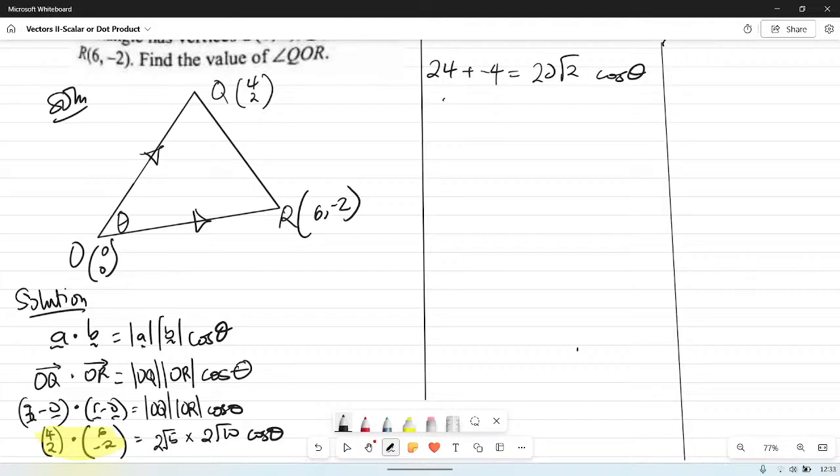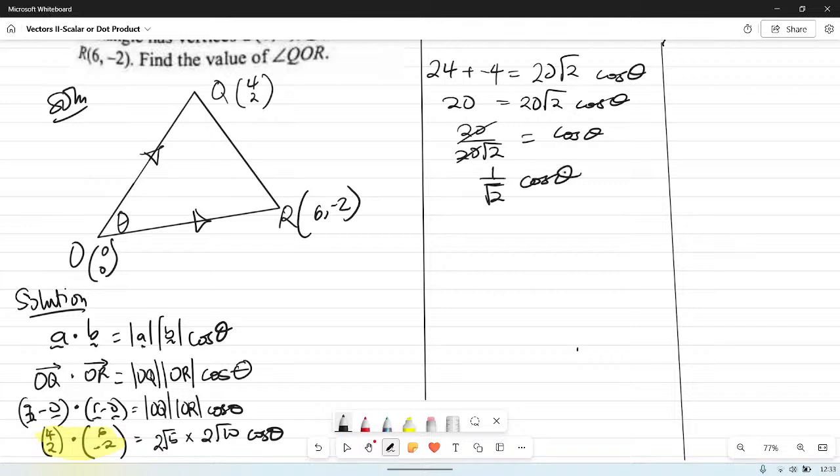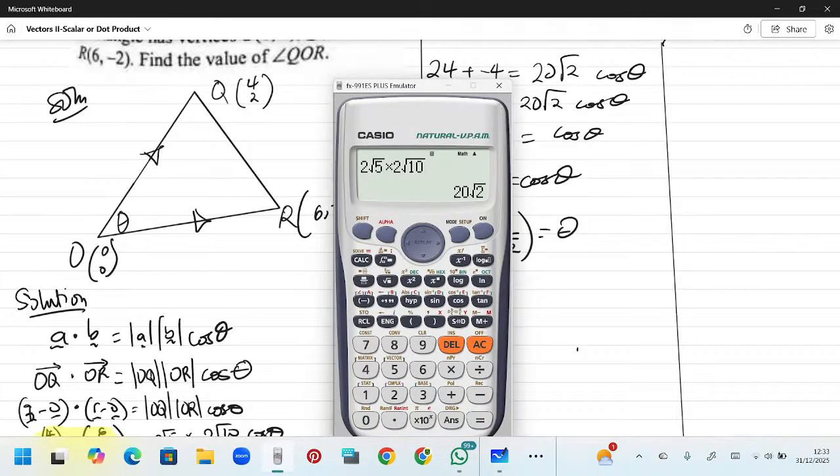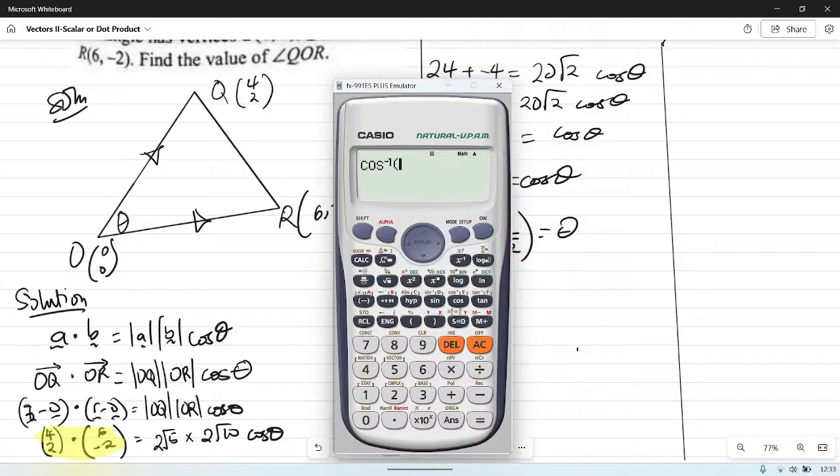When we simplify this, we are getting 20 root 2 cos theta. Divide both sides by 20 root 2. So this cancels, and we get 1 over root 2 equals cos theta. So cos inverse of 1 over root 2 becomes the value of the angle theta. So let's punch it in: cos inverse of 1 over root 2.